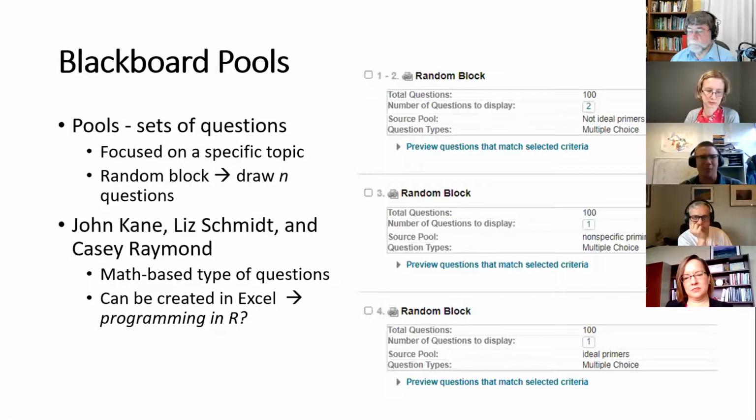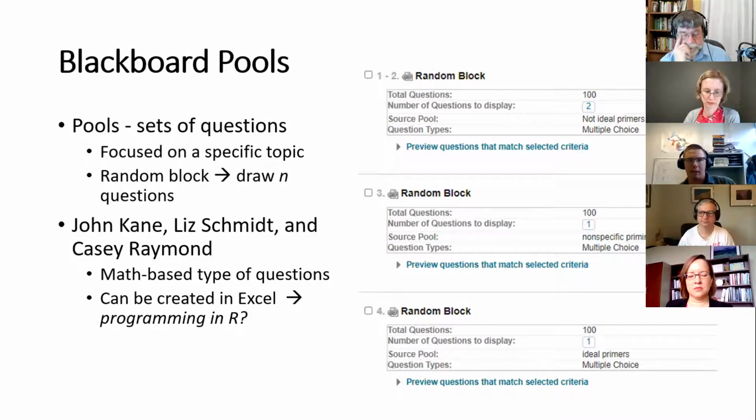So I'll just say that I learned about pools from folks here. Of course, I learned about them from John and Casey. I listened to them talk about it. And of course, Liz Schmidt as well. We all know that these pools are handy because they're sets of questions. They typically focus on a specific topic, and you can draw some number of questions from them in a random block on Blackboard. When I watched Casey do this, maybe last spring or last winter, I saw him make them in Excel.